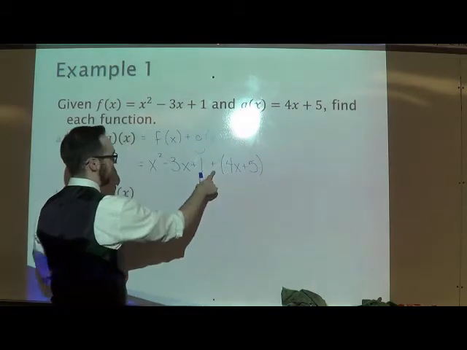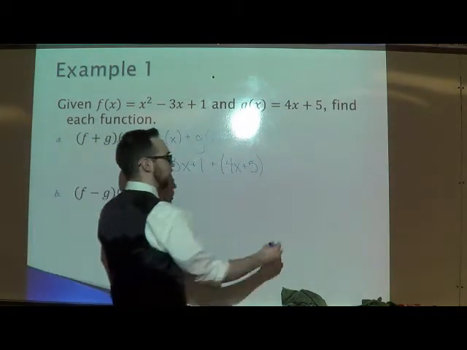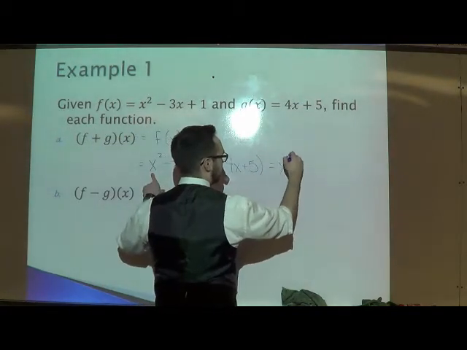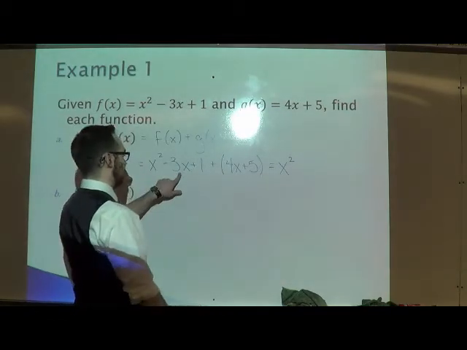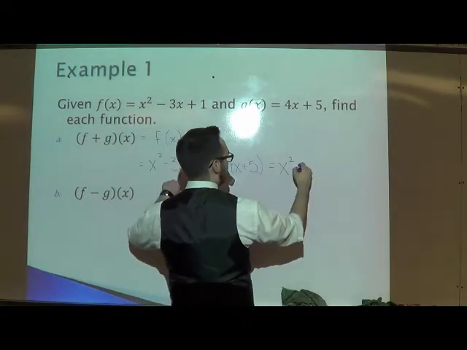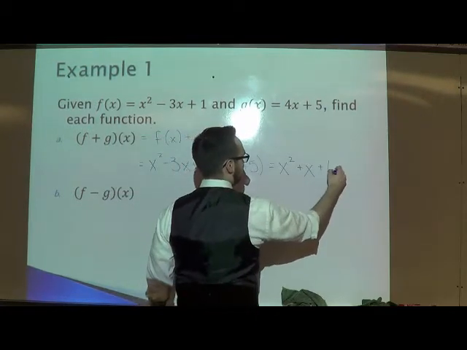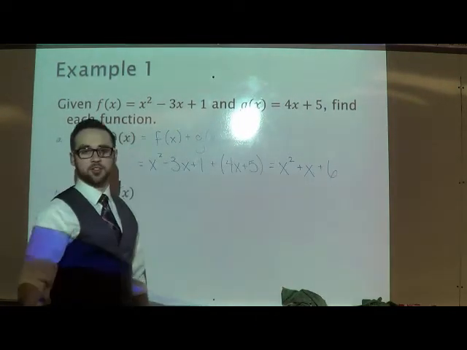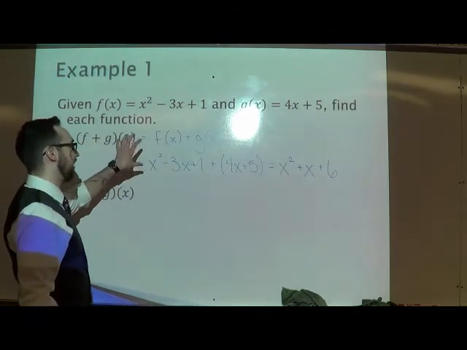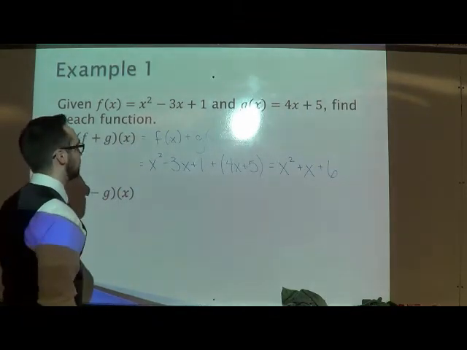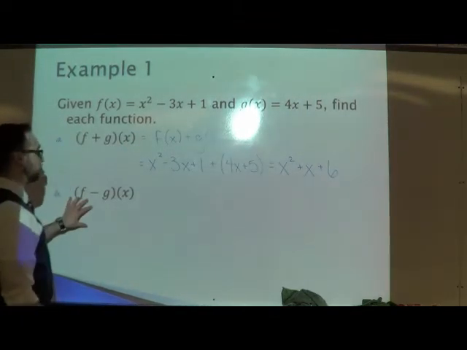Now because it's adding, nothing happens with the signs. There are no other terms for x squared, so it just turns into x squared. Negative 3x and 4x is a positive x, and 1 and 5 is 6. We're not looking to factor, we're not looking to solve. All we're doing is adding the functions. So let's go ahead and subtract them.